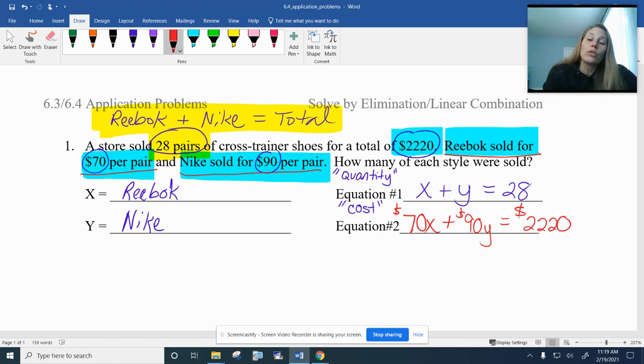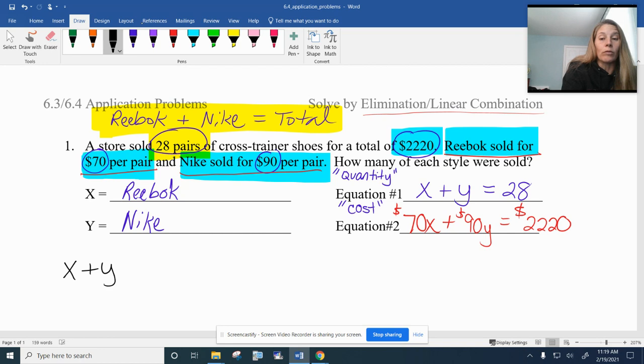Now once you have your two equations set up, you can really use any method to solve it. But when you have these cost versus quantity types of equations, usually the easiest method is this elimination or linear combination method because they're already set up for us in standard form. So I'm going to go ahead and rewrite these two equations over here just so that I have a little bit more room to work with them. X plus Y equals 28, and then I have 70X plus 90Y equals 2,220.